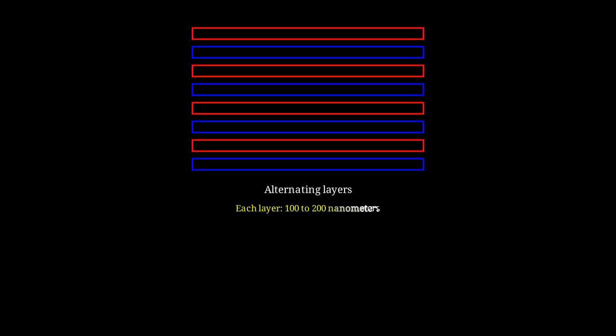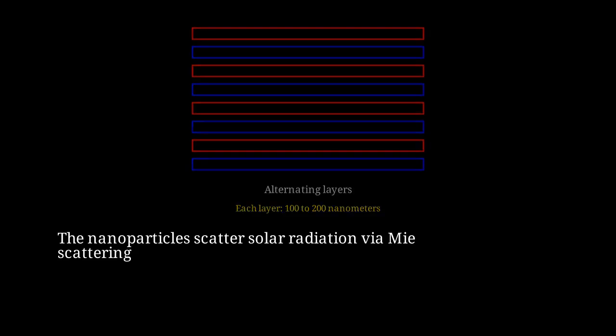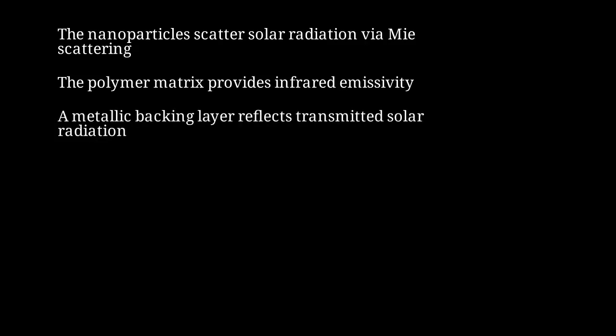The multilayer approach uses many thin layers, each typically 100 to 200 nanometers thick. The total stack might have 10 to 20 layers. In the nanoparticle approach, particles sized around 200 to 500 nanometers strongly scatter visible and near-infrared light via Mie scattering. The polymer matrix, often made of materials with polar bonds like PDMS or PMMA, provides the infrared emissivity in the 8 to 13 micrometer range. Often, a metallic backing layer such as silver is placed underneath to reflect any solar radiation that wasn't scattered by the nanoparticles.